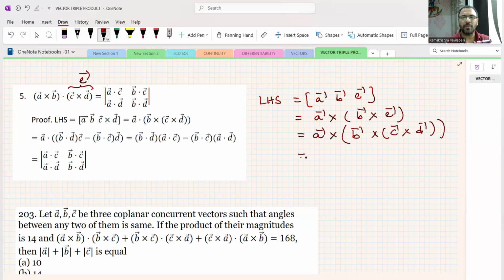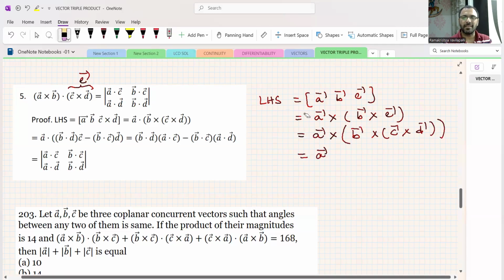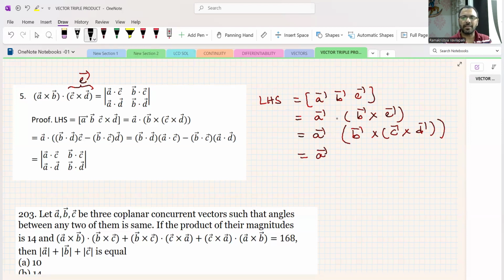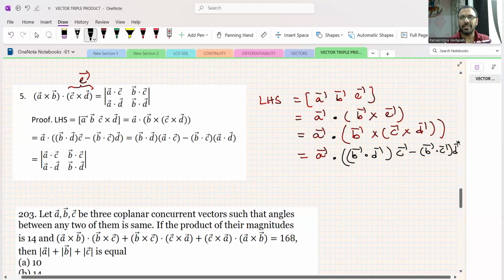Now apply the triple product. This is a dot product, this is a box, so this is a dot. So A bar dot, you see, apply the triple product. Remember that this is B bar dot D bar into C bar minus B bar dot C bar into D bar. It lies in the plane of C and D.